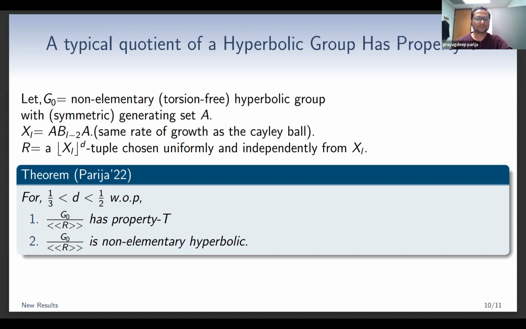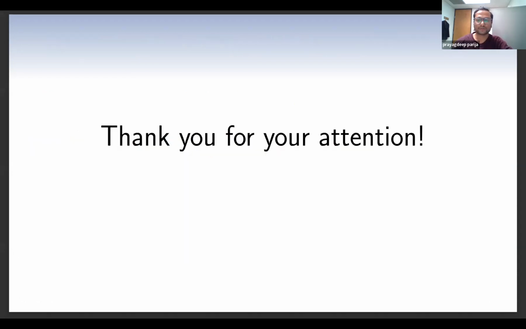So this D_{L-2}, you can think of as the words representing the elements of the Cayley ball of length L minus 2, and that's where this unnaturalness comes from. You just have to attach generators at the beginning and at the end, consider the entire set, and choose this many elements from them uniformly and independently. As L goes off to infinity, the share of groups having property T as well as being non-elementary hyperbolic limits out to 1. All right, so I think that's all I have to talk about.